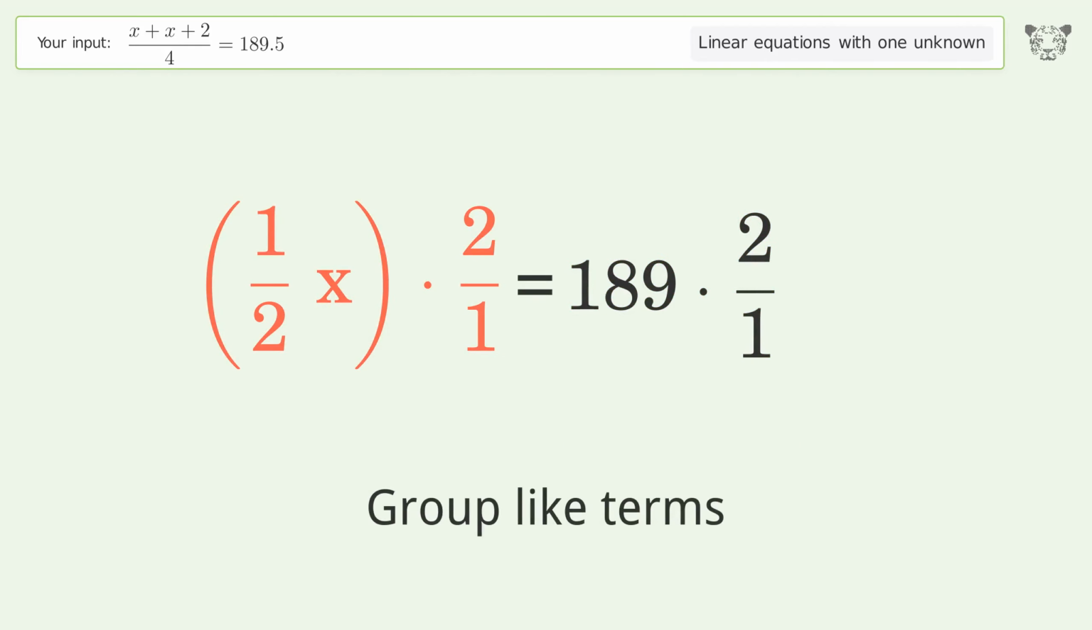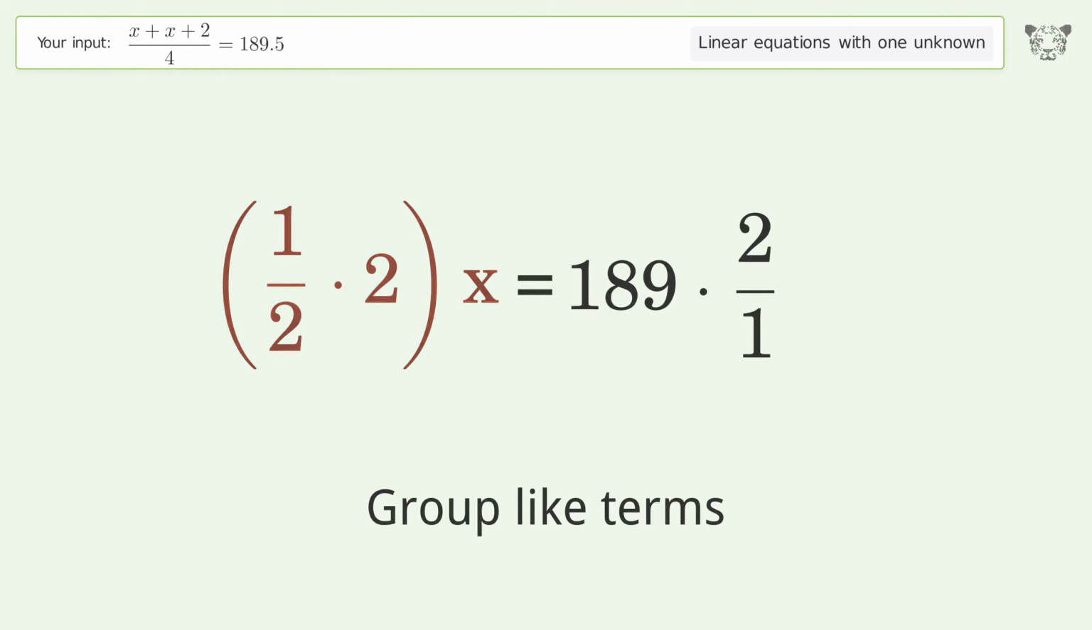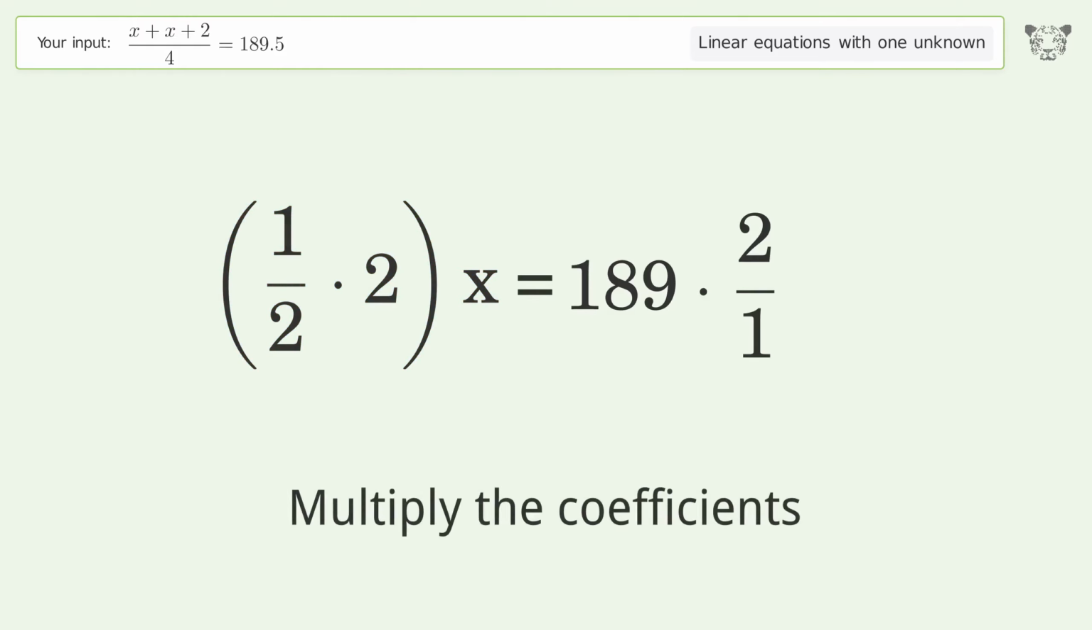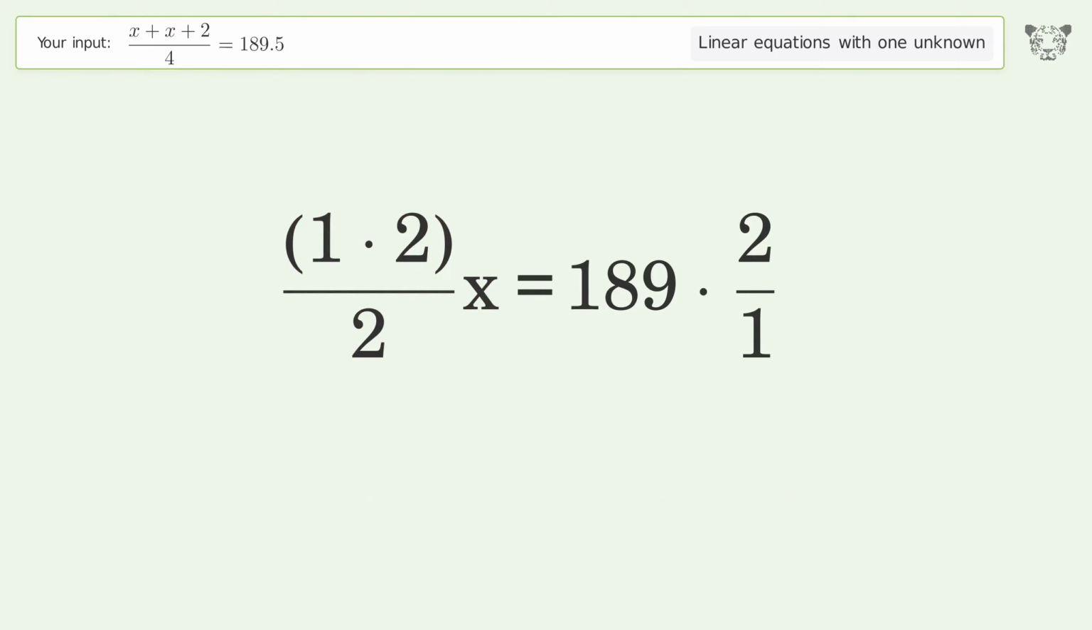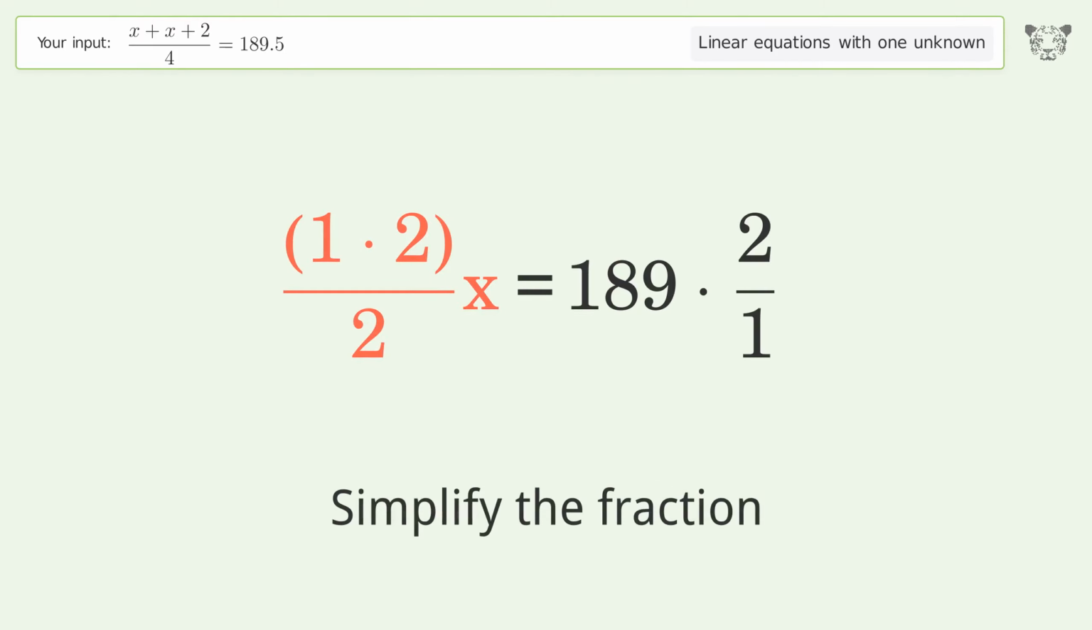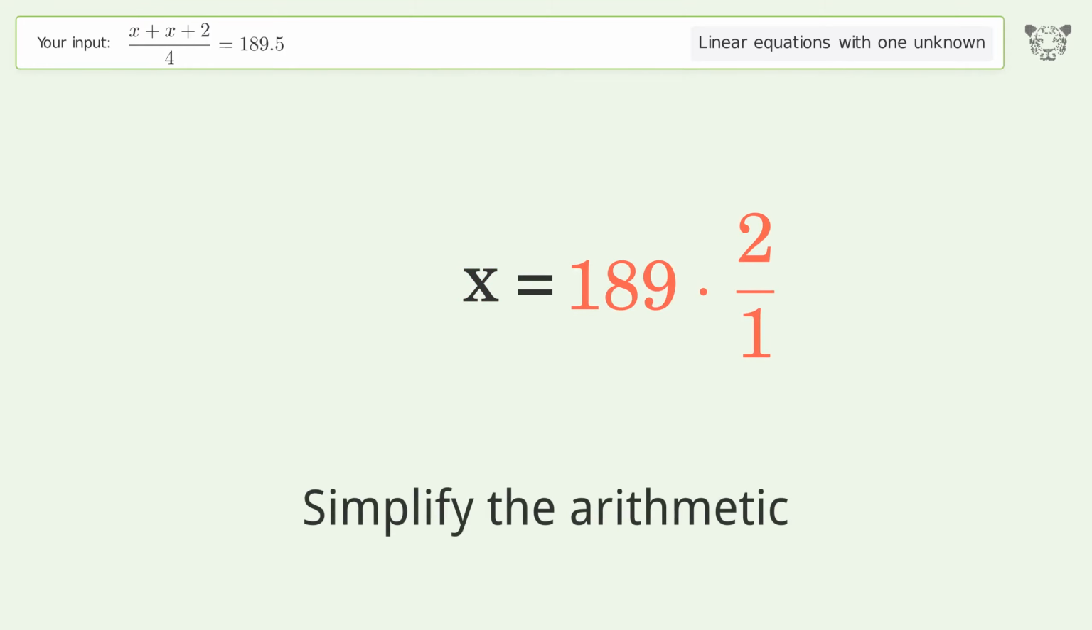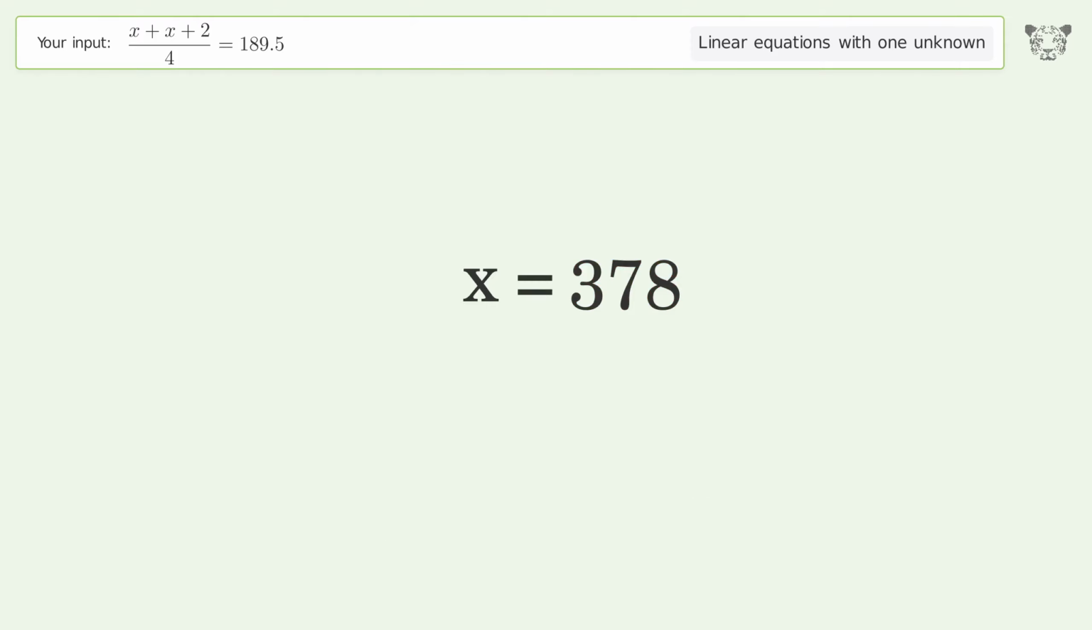Group like terms. Multiply the coefficients. Simplify the fraction. Simplify the arithmetic. And so the final result is x equals 378.